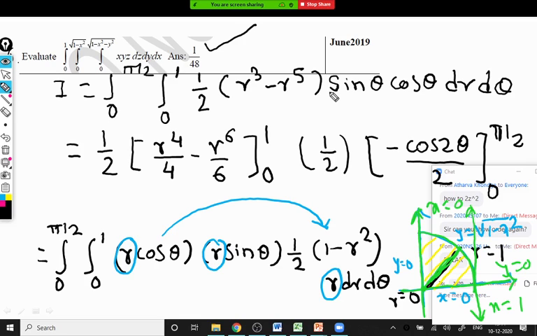Any doubt? So the final answer is 1 by 48. Sir, we can take sine theta as t. Yes, you can. Sine theta as t, cos theta d theta as dt. That is also the same answer, but that is another way. Good. Substitution also works.